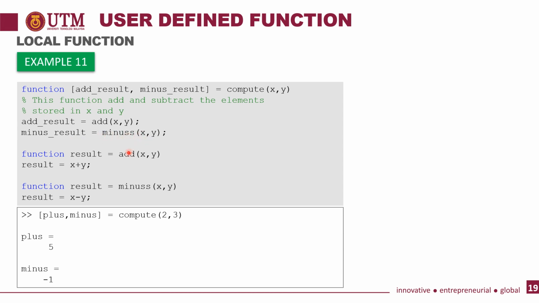And then you have another two functions. Those two functions are called local functions. This is a local function, and this is the main function, because the main function is the one whose name matches your M file name, compute. So this is your local function inside a function file. Your function will return result, and your function name is add, which is referred to here with x, y, and it will return.